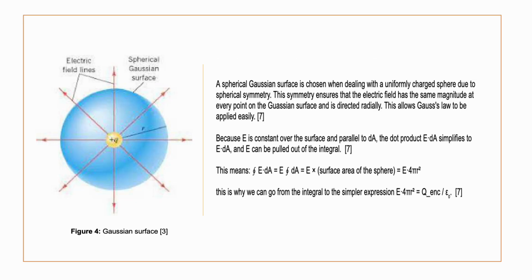We use a spherical Gaussian surface around a symmetric charge because the electric field is the same everywhere and points straight out. That makes the math simpler. Thus, the flux becomes E times the surface area, which is 4 pi r squared. So we simplify to E equals the enclosed charge divided by 4 pi epsilon naught r squared.